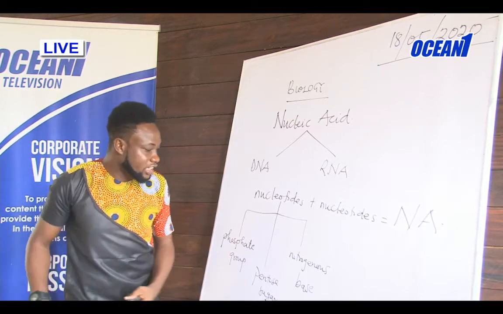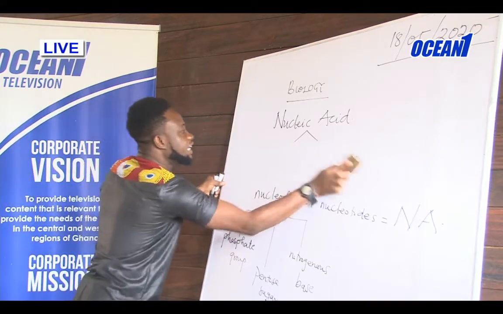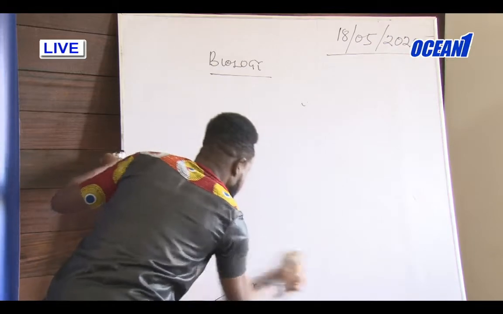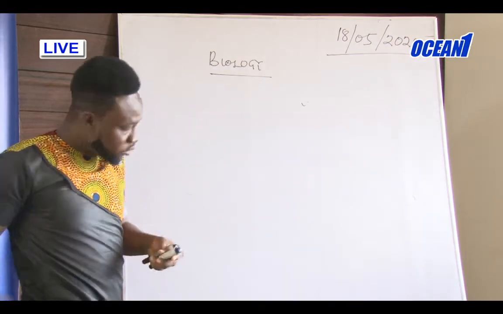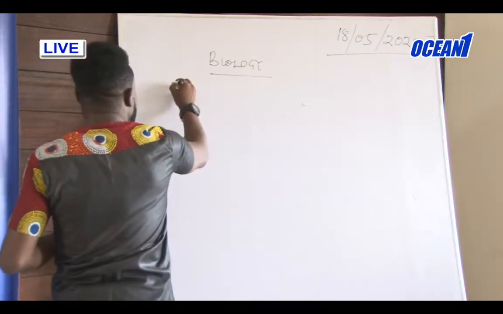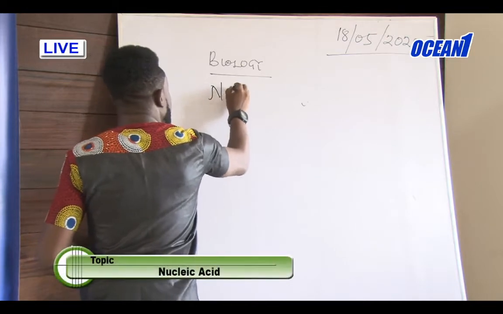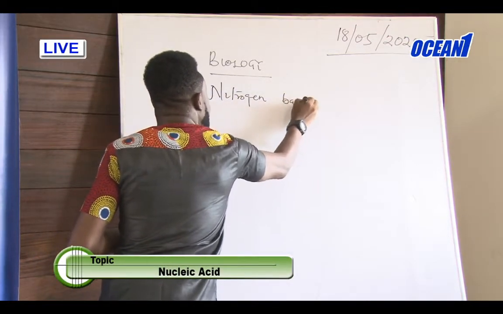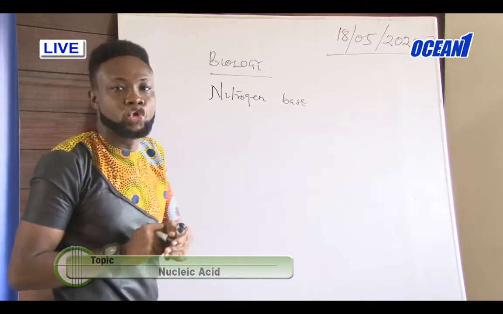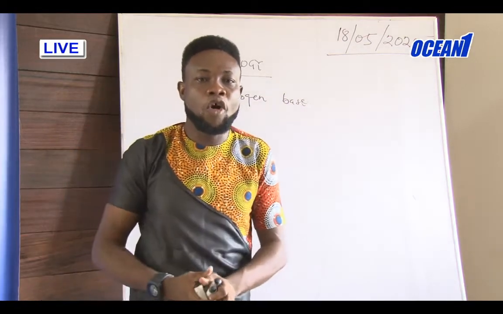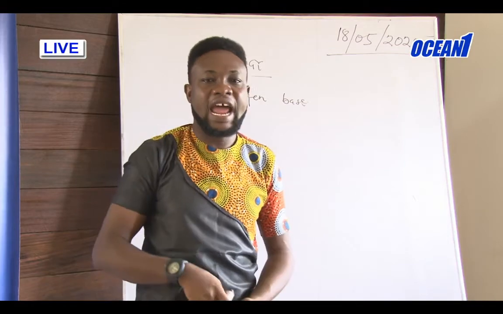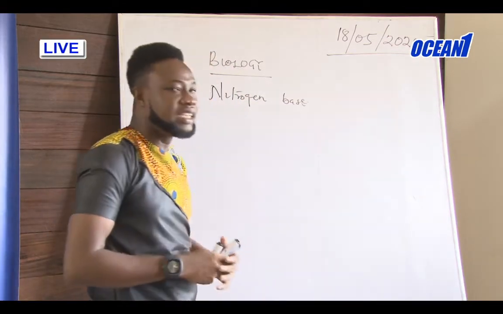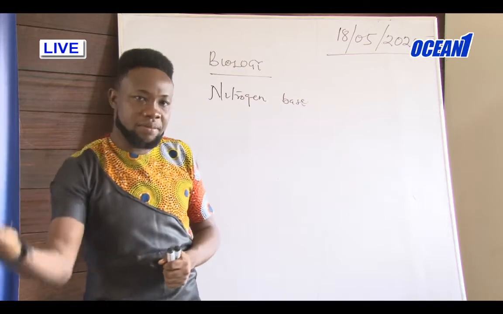Now, when you take the nitrogenous base, let me clean the board so I can get enough space here to continue the sketch I want to put across. The nitrogenous base is also divided into two major groups, what we call the purines and the pyrimidines.